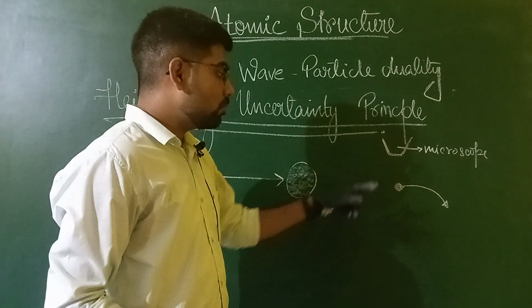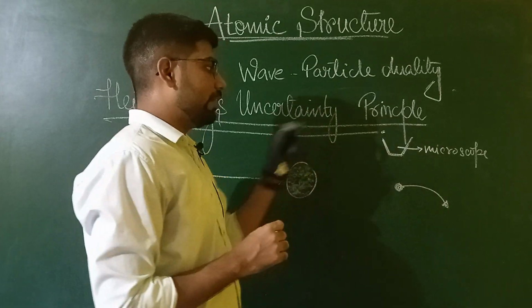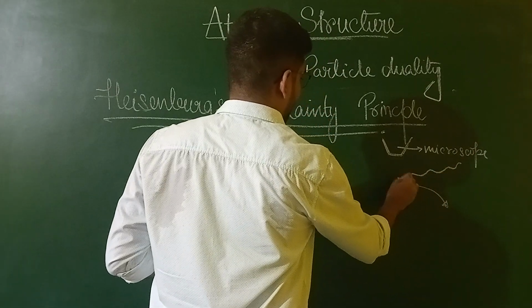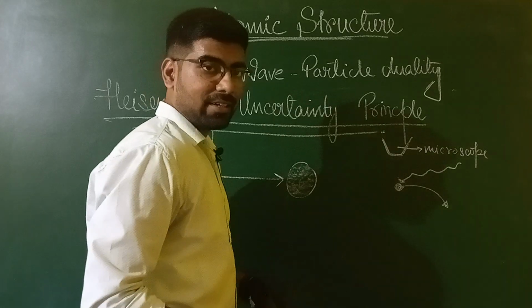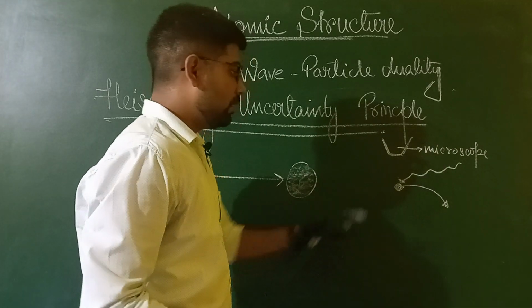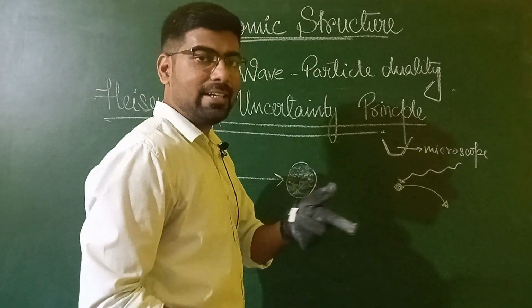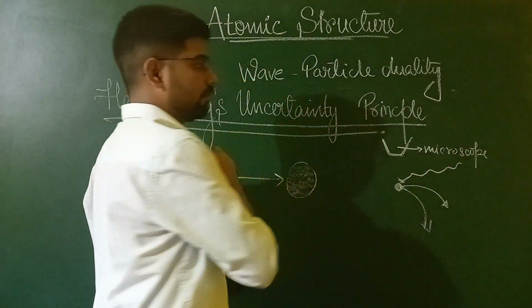But to see the position of this electron, I need a source of light. Whenever light falls on this electron, light contains energy in the form of photons. So the electron will instantaneously absorb the energy and will change its trajectory.